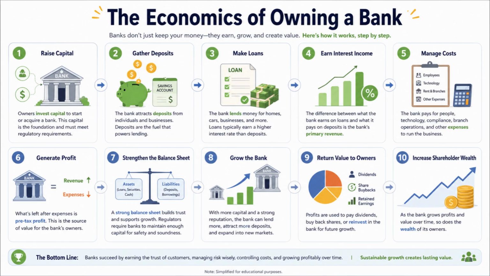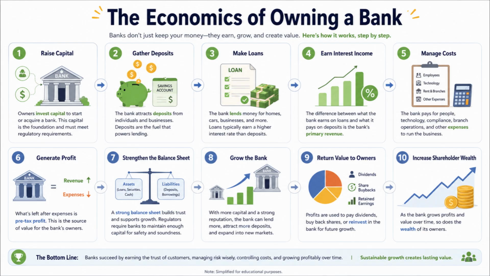Next, the bank gathers deposits from individuals, businesses, and institutions. These deposits may come through savings accounts, current accounts, fixed deposits, and business accounts. Deposits are very important because they become the main fuel for lending. In simple words, the bank collects money from depositors and promises to keep it safe while paying them a lower rate of interest. After that, the bank uses those deposits and its available funds to make loans.